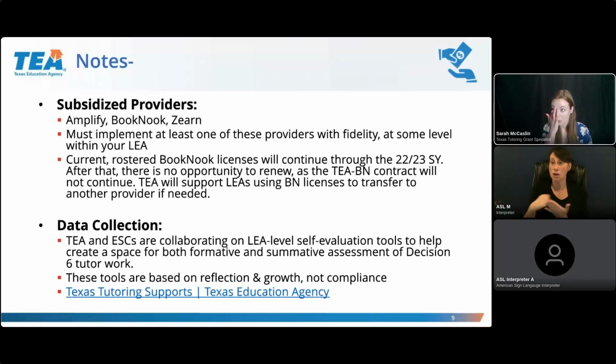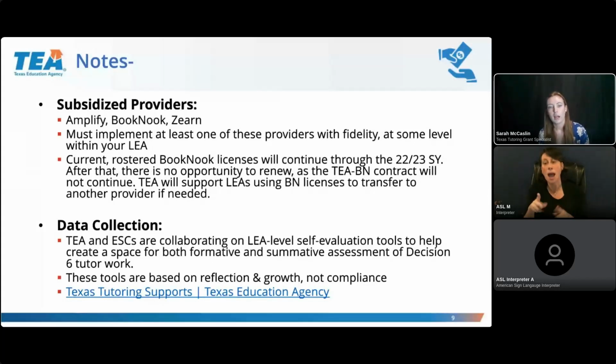And then data collection. I know this is a big piece of grant assurances. It's always a hot topic. What we've done is worked with our ESCs to collaborate on an LEA level self-evaluation tool. And that really just helps create a space for formative and summative assessment of your Decision 6 endeavors. And so we grounded it in reflection and growth. It's not a compliance tool. It's not something to dangle over your head and threaten to take away money.